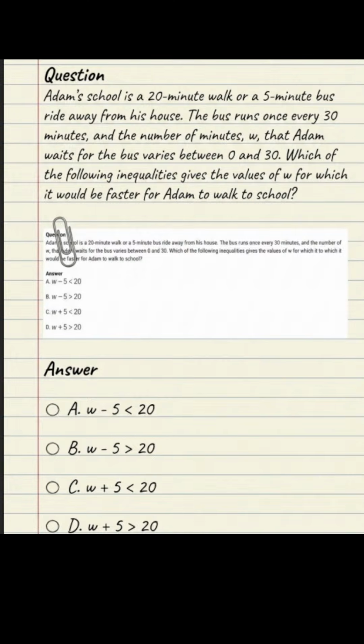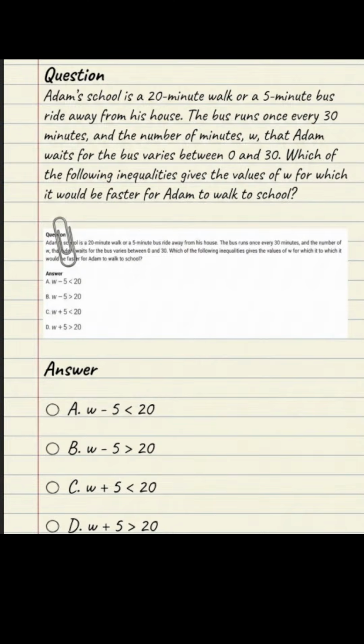Okay, I'll reread the question for any new viewers that joined in. Adam's school is a 20-minute walk or a 5-minute bus ride away from his house. The bus runs once every 30 minutes, and the number of minutes W that Adam waits for the bus varies between 0 and 30. Which of the following inequalities gives the values for W for which it would be faster for Adam to walk to school rather than go by bus?